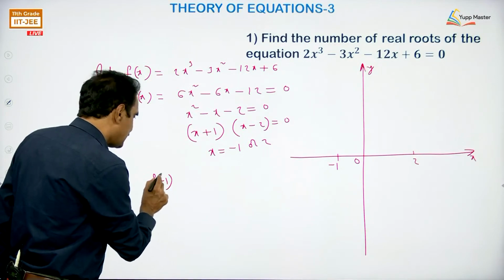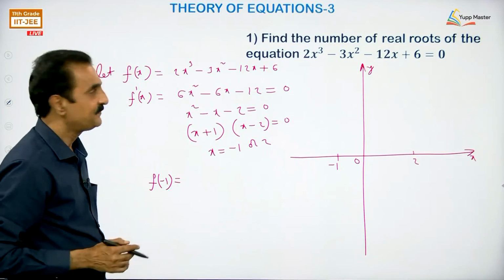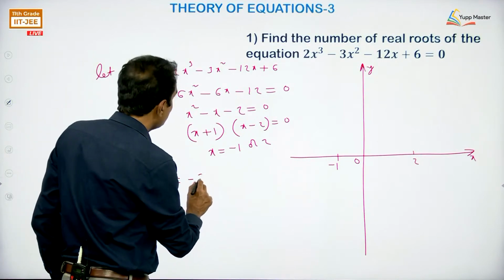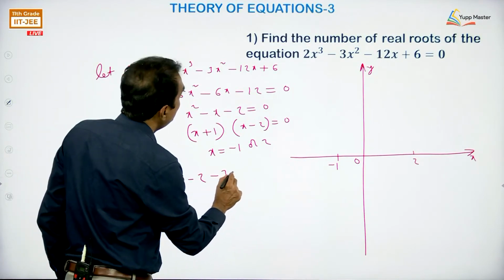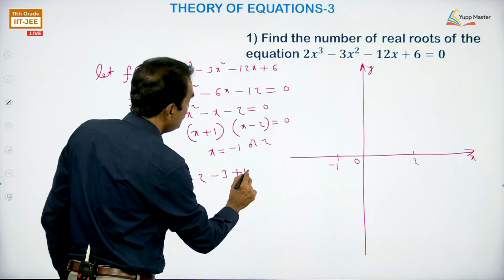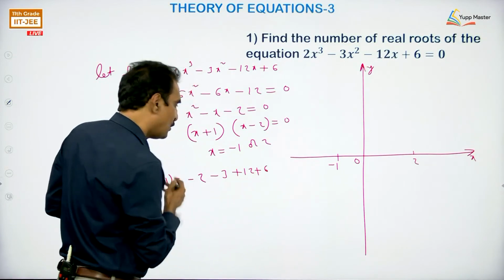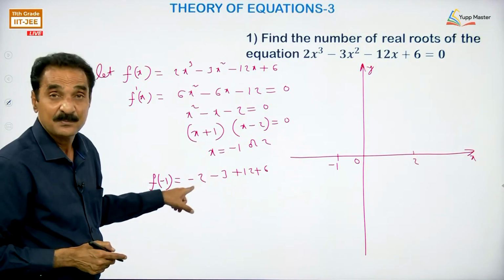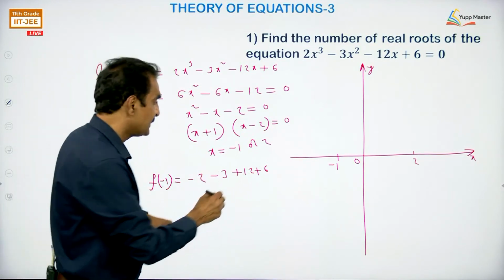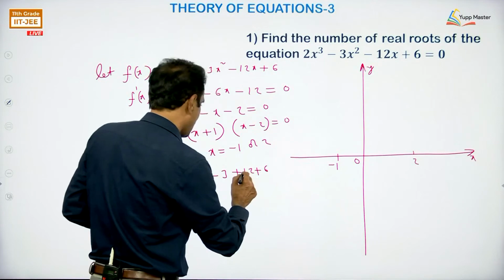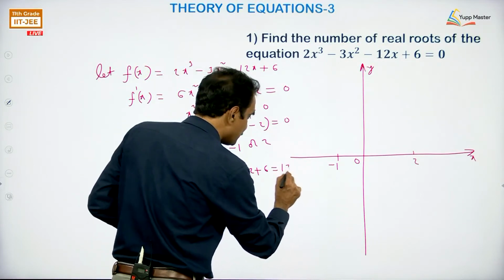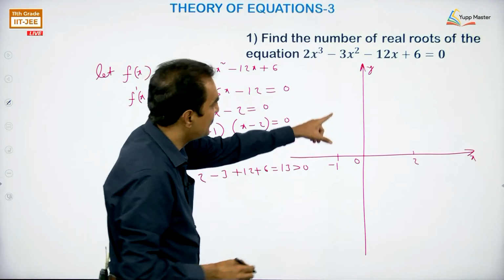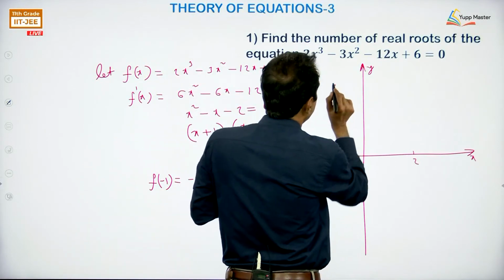first let us calculate f of minus 1 separately. Substituting minus 1, what are you getting? Minus 2, minus 3, plus 12, plus 6. We do not want its value, we want its sign. Clearly it is positive. I think it is 13, positive. So, where is the maximum point? At minus 1 it is 13 here.